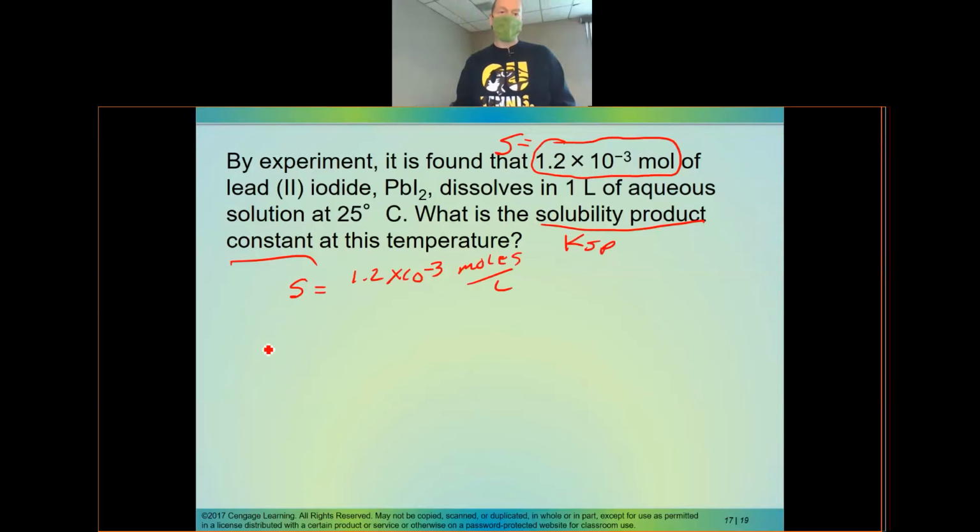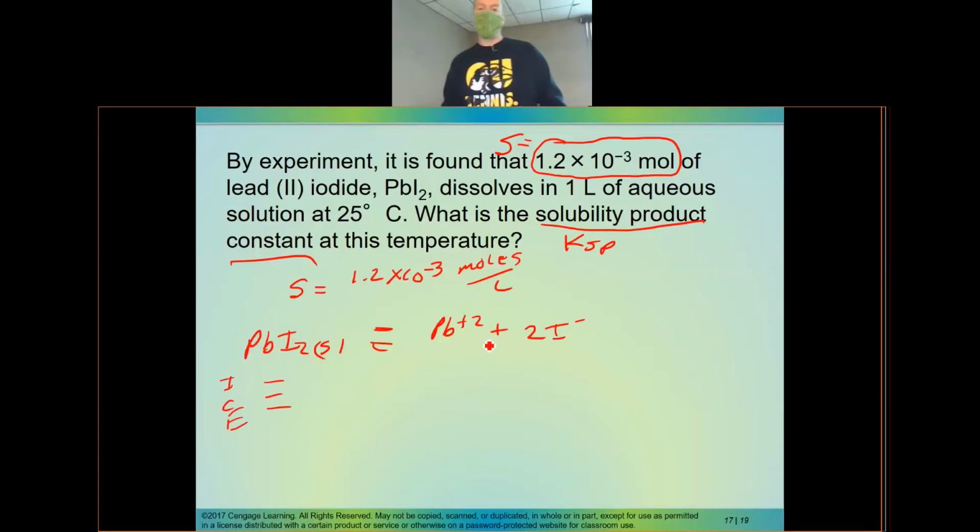So now you just have to write the reaction. PbI2 solid goes to Pb plus 2 and 2I minus. You always have initial, change, equilibrium. Doesn't matter about the solid. Initially we didn't add any lead or any I minus, so it has to make some. You can't have zeros. So plus S and plus the coefficient, 2S. And at equilibrium, you have S and you have 2S.